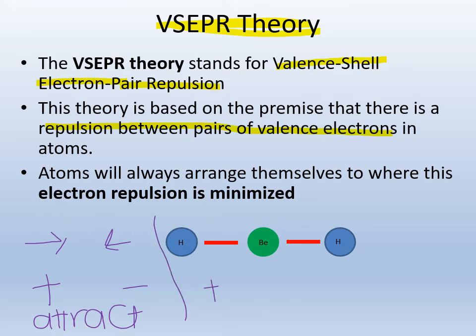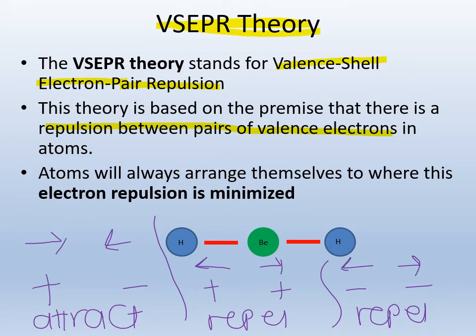And then if you had a positive and a positive, that would repel. They would want to go away from each other. And then if you have a negative and a negative, that would also repel. Opposite charges attract. And so electrons, they're in pairs, but they're all negative. So one pair of electrons repels another pair of electrons. And this theory is just the electron pairs repel each other. And so atoms arrange themselves to where the electron repulsion is minimized, or pairs of electrons are as far apart from each other as possible. And I'm going to erase this right here.